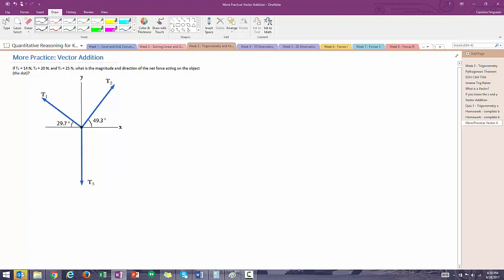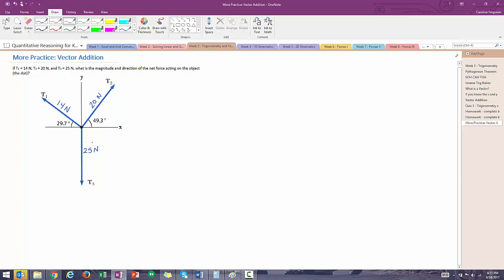So now we're going to do one more practice problem of how to add some vectors together using the component method. We have a similar question to what we did in tutorial with some different numbers, so we're going to redo this question. It says tension 1, T1, is 14 newtons. So I'm just going to write 14 newtons on here. T2 is 20 newtons. And T3 is 25 newtons.